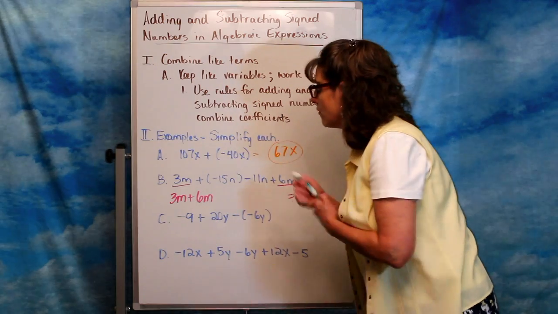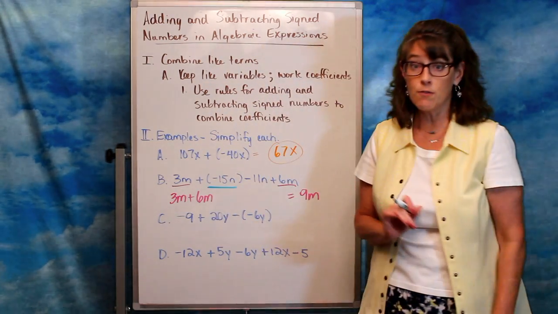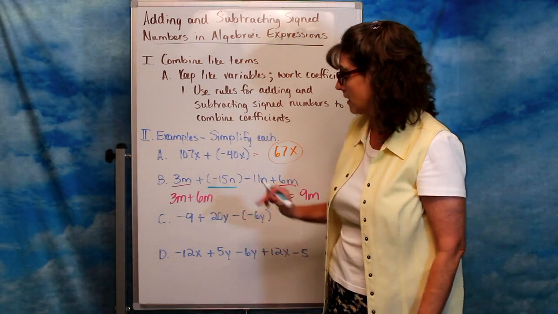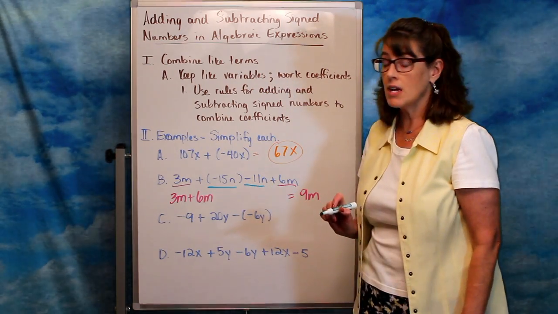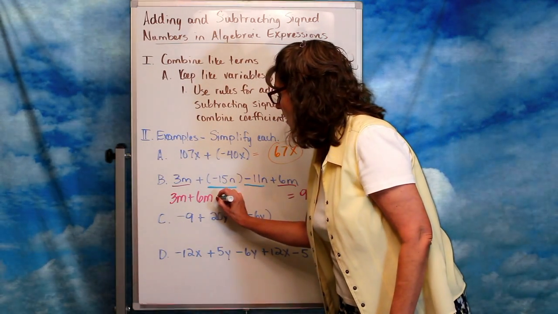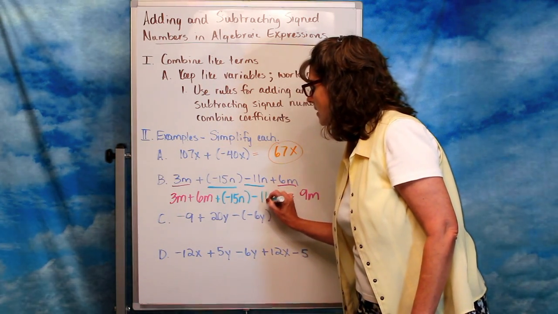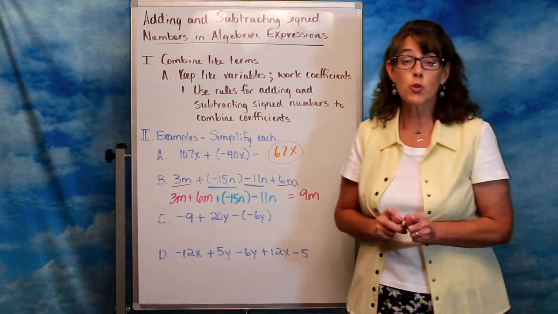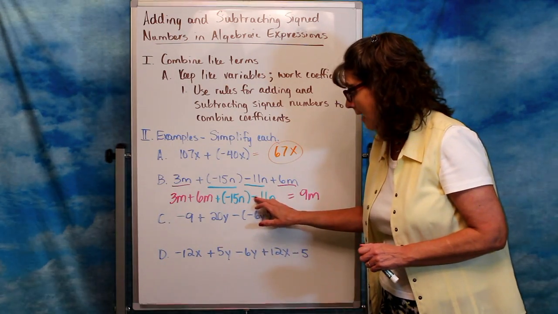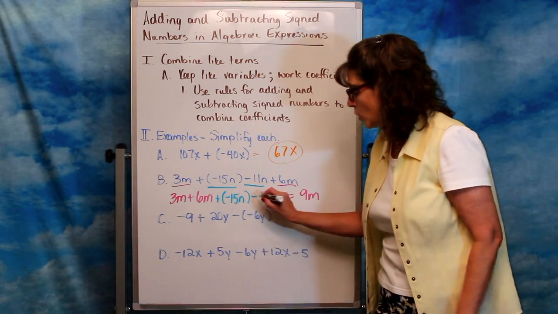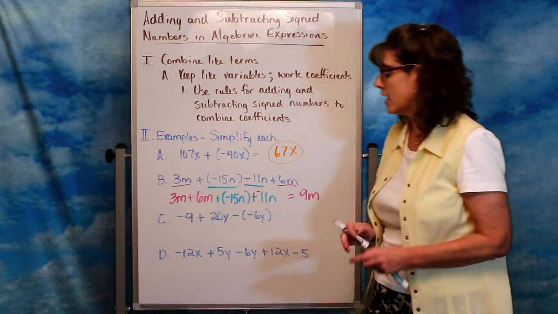Well, I've got a negative 15n. Remember, the sign in front is the sign that goes with it, like a name tag: negative 15n minus 11n. So I'm going to put those two together. I'm going to turn this into an addition problem because I'm going to add the opposite here, so I'm going to add a negative 11n.